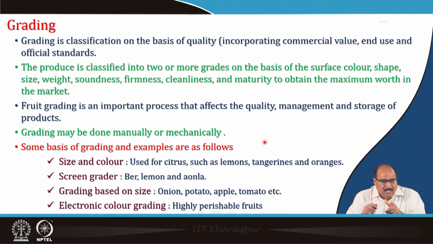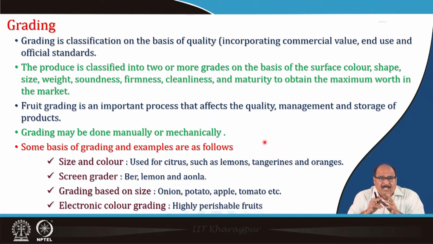Okay. So, here this produce is classified into two or more grades on the basis of the surface color, shape, size, weight, soundness, firmness, cleanliness, and maturity to obtain the maximum worth in the market. Fruit grading is an important process that affects the quality, management, and storage of the produce. Grading may be done manually, or there are many mechanical or automated grading systems now available.